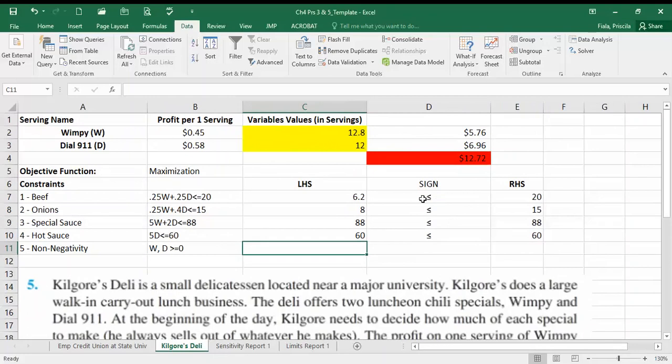If you notice, this value had to be less or equal to 20. It was only 6.2. Less or equal to 15 on the second one was only 8. But see how we use up everything for the special sauce and for the hot sauce. So just by looking here, if I were to ask you which ones are binding, you could say constraint 3 and 4, because we have used up all the amounts, the ounces or whatever they're using in the problem right here. Okay, so again, 12.8, 12, and then the value 12.72.